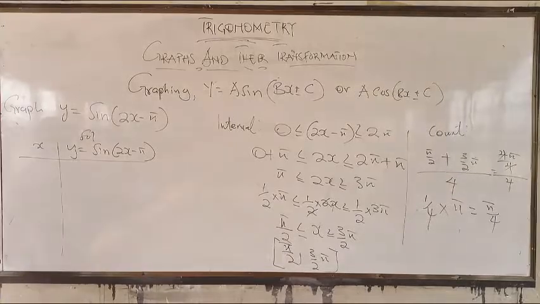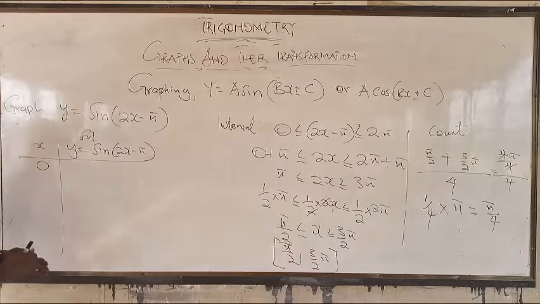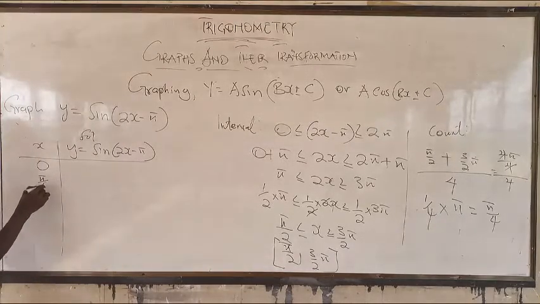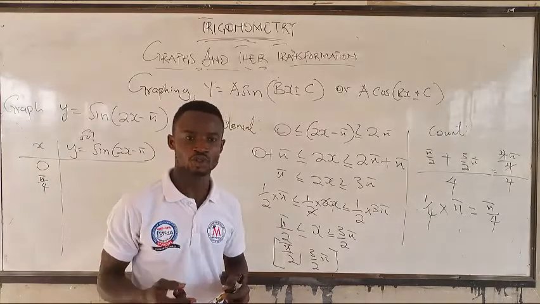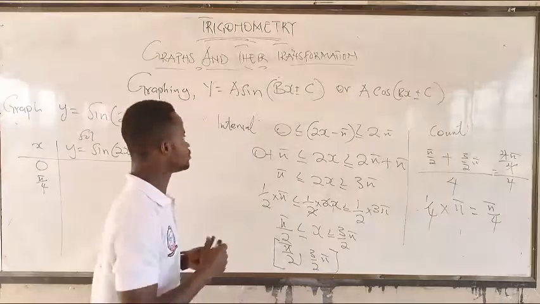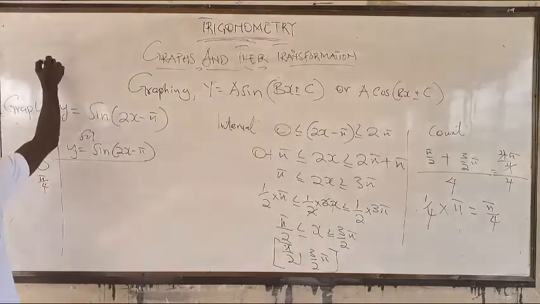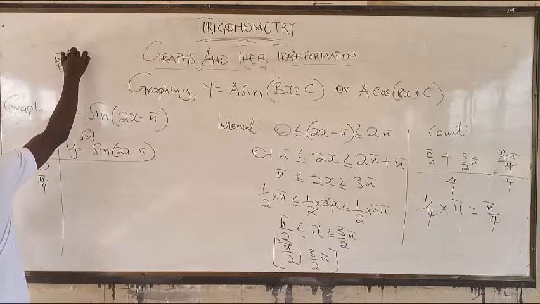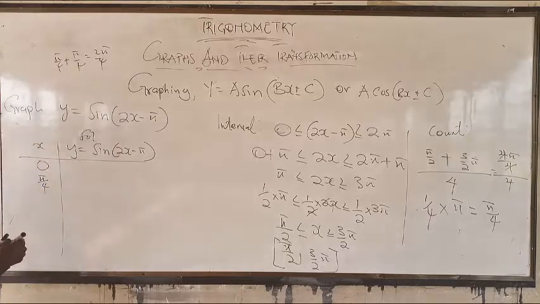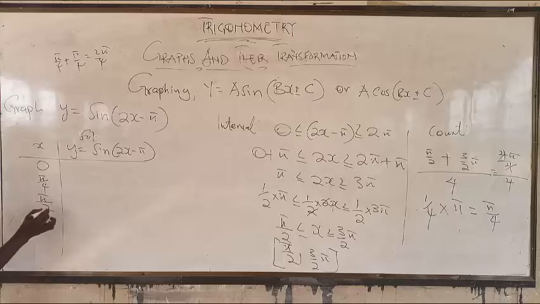Now you can see that we start with 0. Always start with 0. Then you add pi on 4. 0 plus pi on 4 will give you pi on 4. Now pi on 4 plus pi on 4, you add it to pi on 4 again. That is going to give you pi on 2, because pi on 4 plus pi on 4 gives 2 pi on 4, and that is pi on 2.